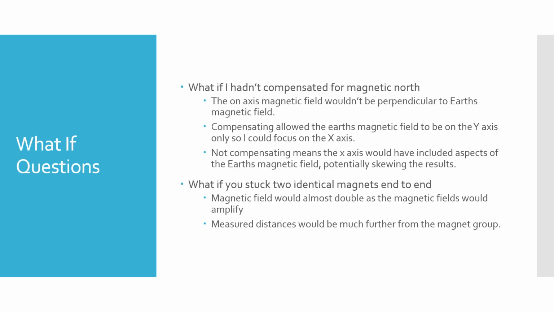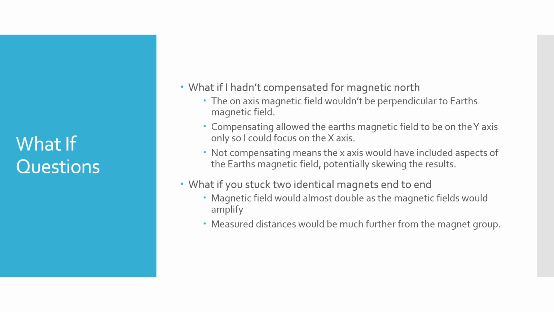What if I hadn't compensated for magnetic north? If I hadn't compensated for magnetic north, then the on-axis magnetic field wouldn't be perpendicular to Earth's magnetic field. Compensating allowed the Earth's magnetic field to be on the y-axis, so I could only focus on the x-axis being from the on-axis magnetic field. Not compensating meant that the x-axis would have included aspects of Earth's magnetic field, potentially skewing the results.